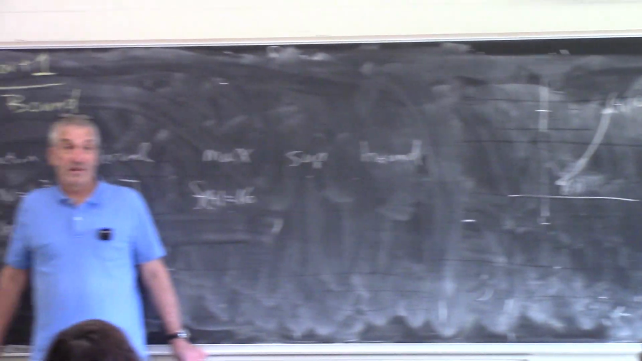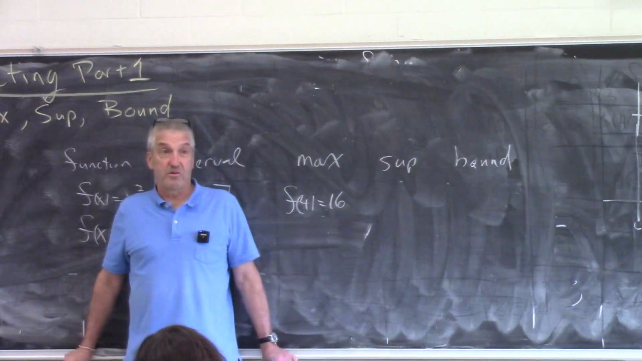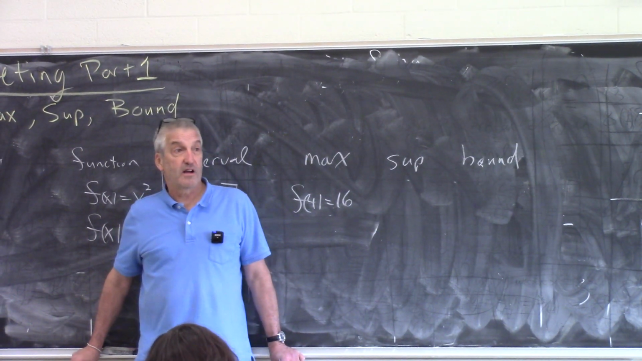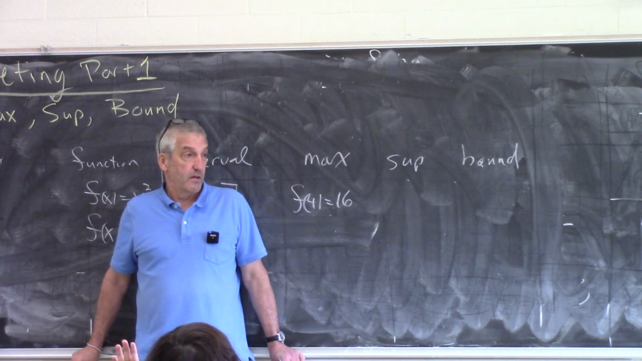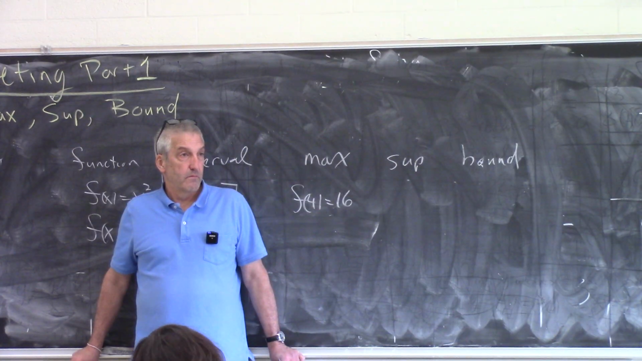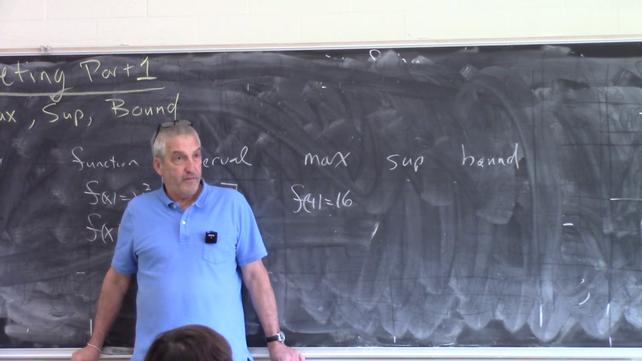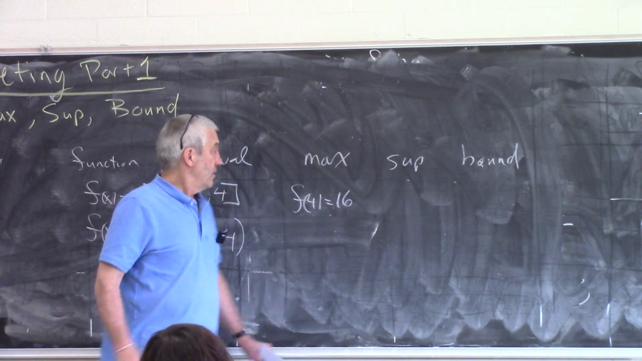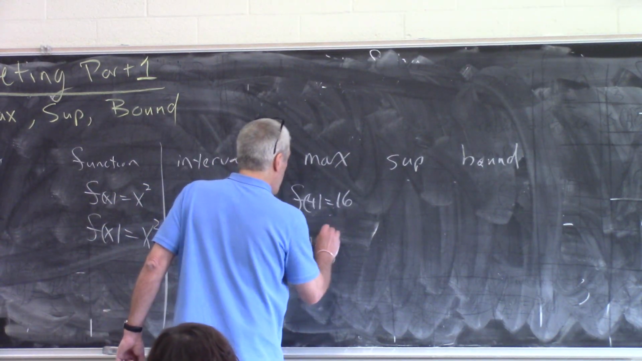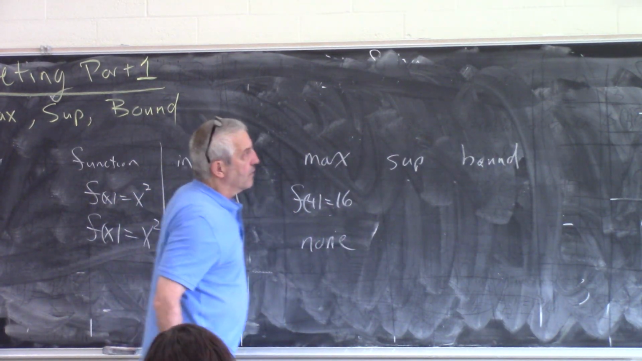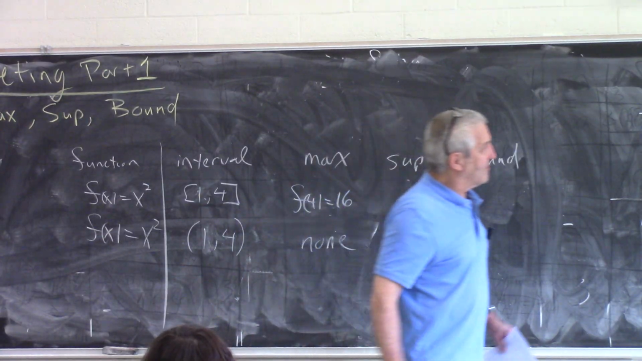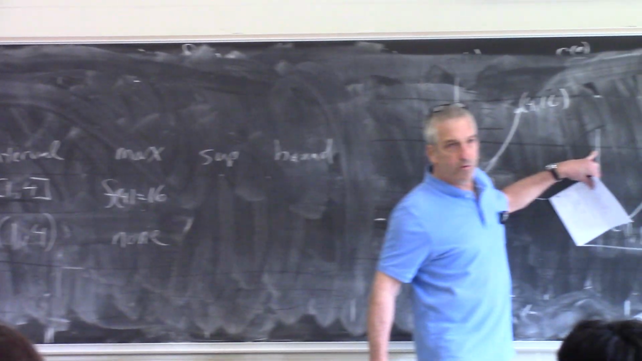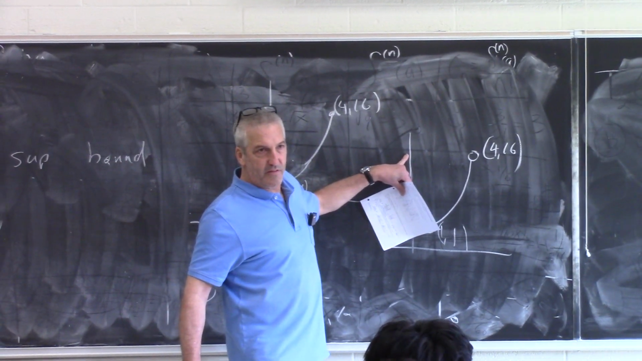Somebody speak up because we've got stuff to cover. What's the max y value? This is a concept from Calc 1. The limit as x approaches 4 of x squared. Well, the max y value is the maximum y value for all the x's in that set. There is none. The max y value is not 16 because 16 is not a y value for x's in that interval.